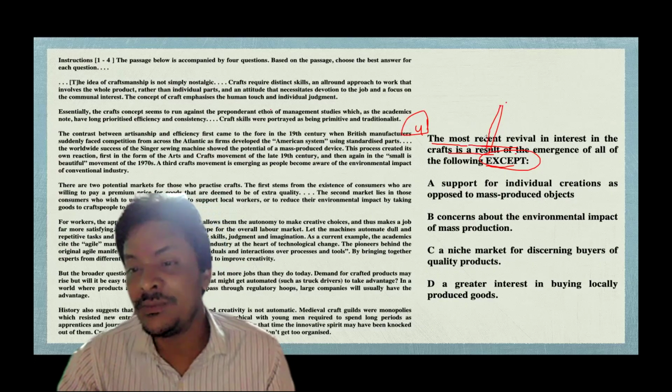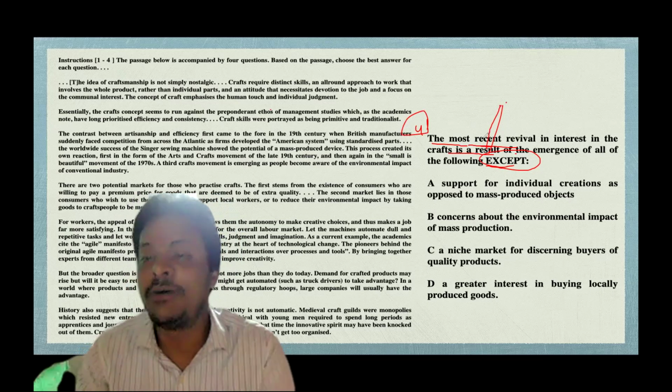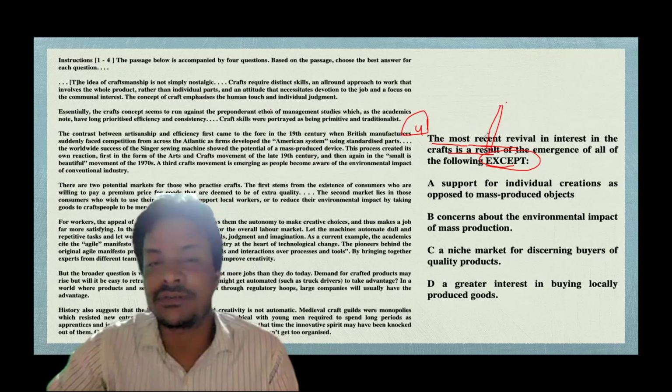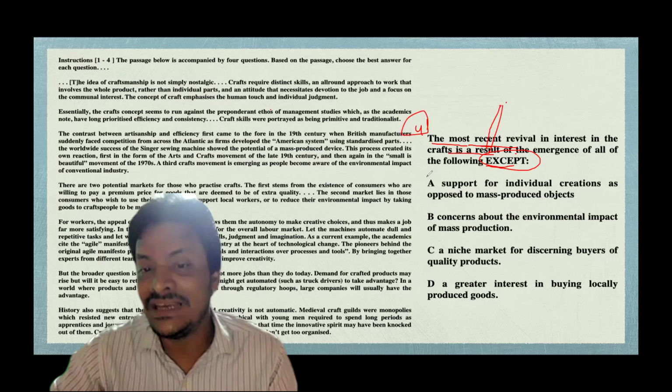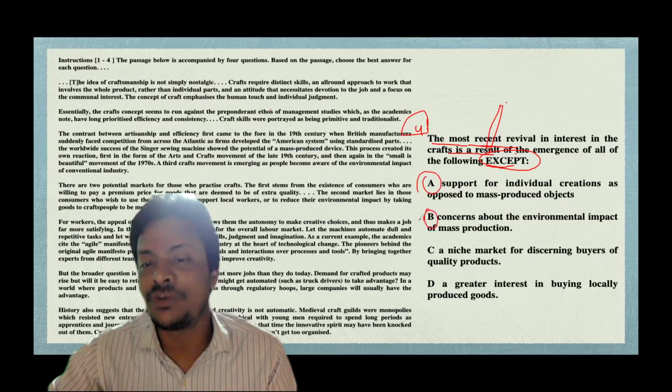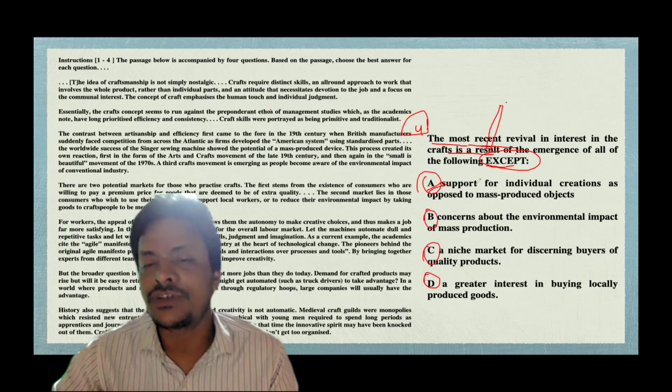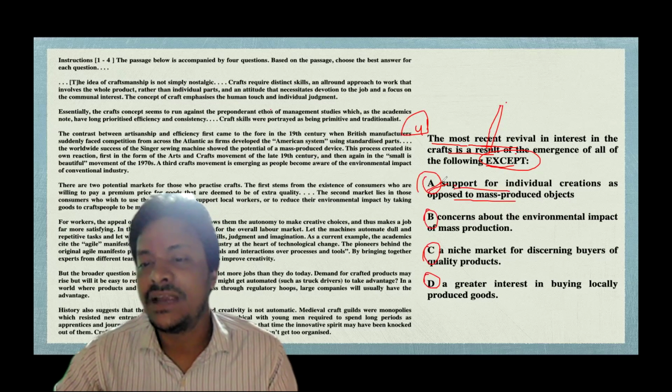It is stated, the most recent revival in interest in crafts. Most recent means what? Referring to today's revival, or renewed interest in crafts, is a result of all. It means one is there which is the exception, right? So in that case, we need to evaluate each and every option and see which option is not considered a reason. Look at the first option. The first option says support for individual creations instead of mass produced objects, right? It means it is trying to say that people today want unique, one of a kind items instead of factory made goods. That is what A is trying to say, right?